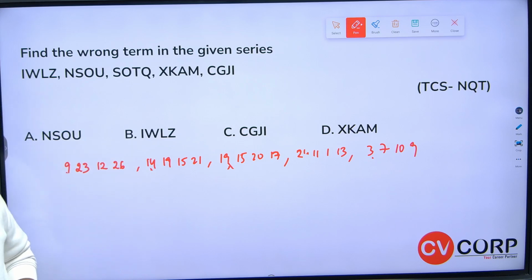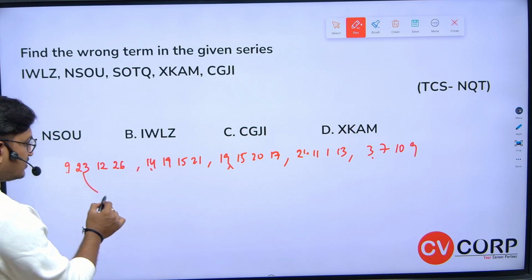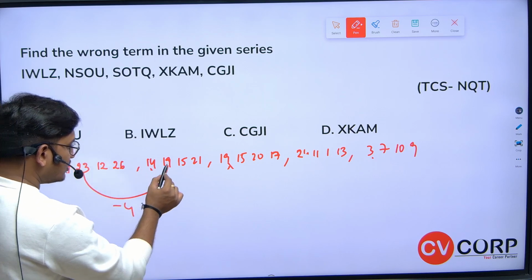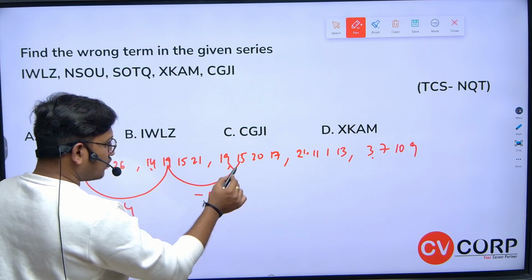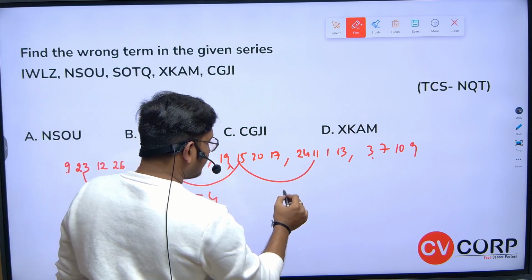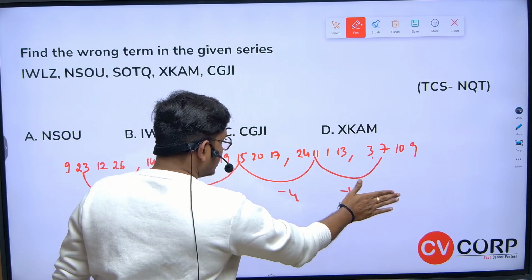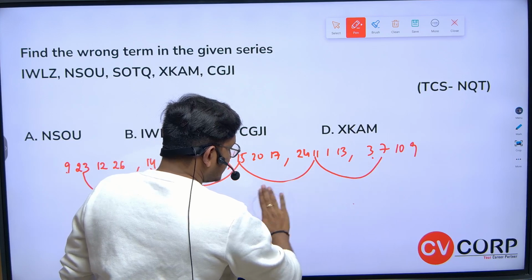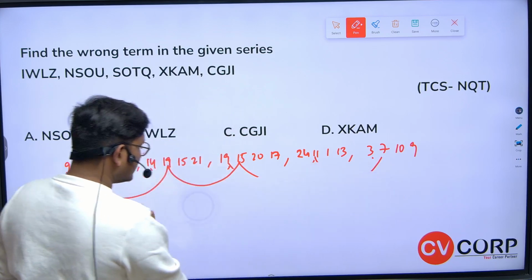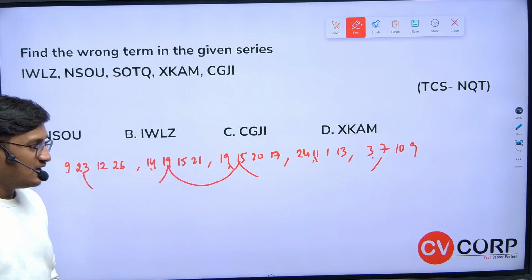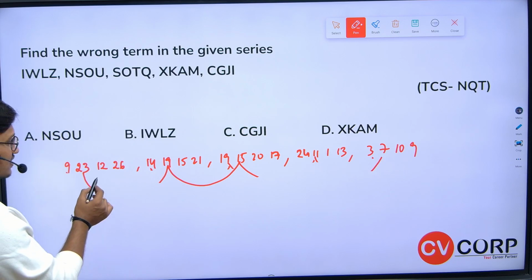Okay, let's say the second letter. Is there any particular pattern for the second letter? This is 23 minus 4. Here also minus 4. Same. Minus 4. Minus 4. Again, based on the second letter, there is no particular deviation. So the first and second letters are clear. Now the third letter. Let's consider the third letter.